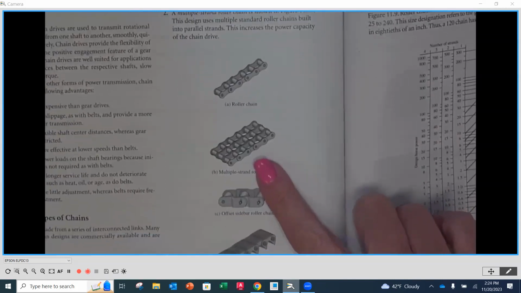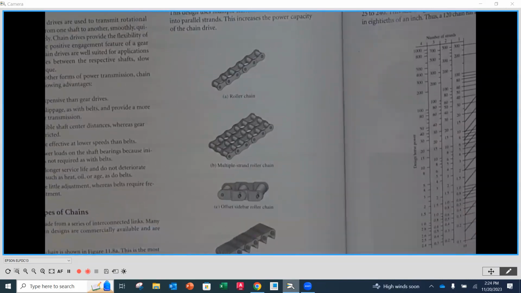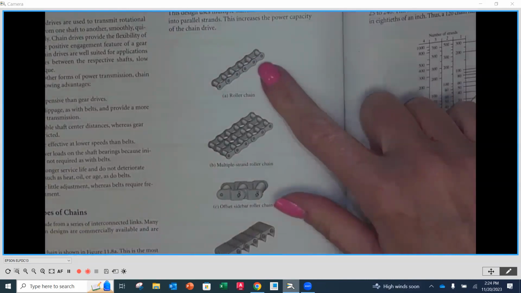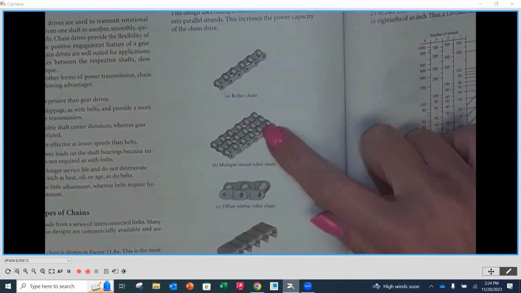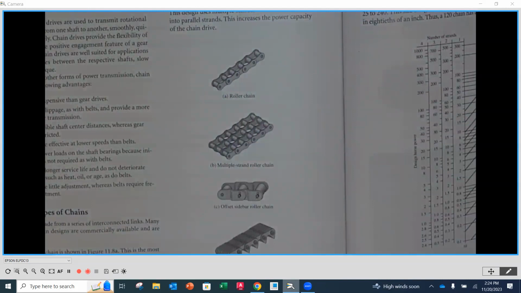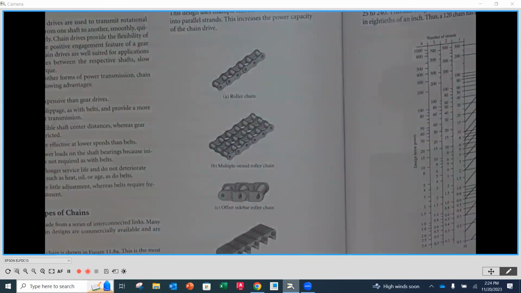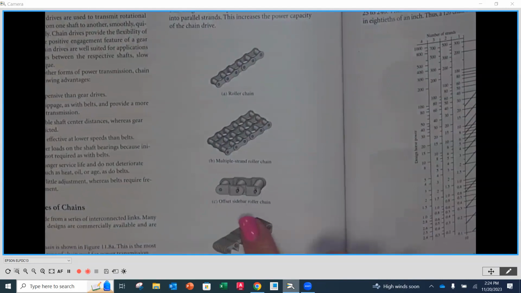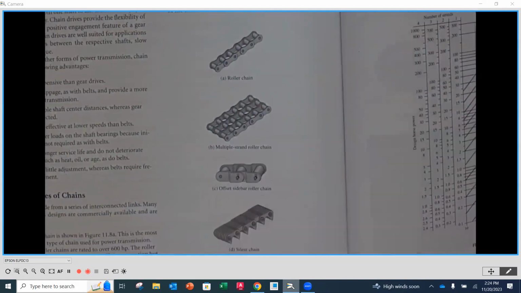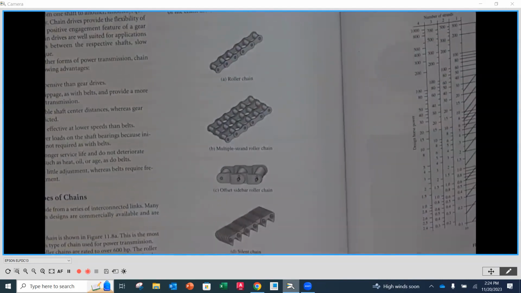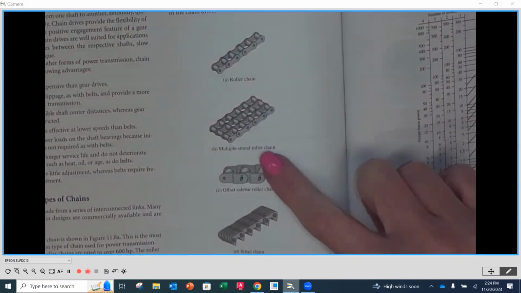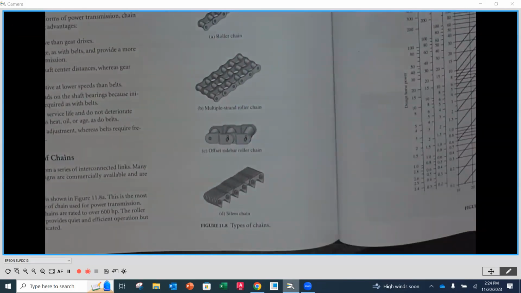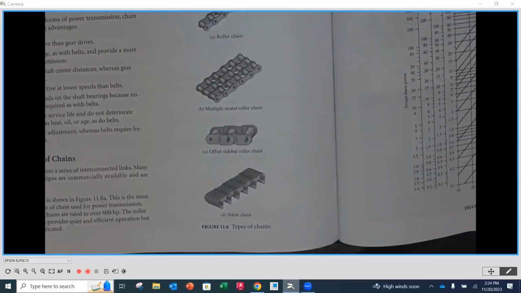Okay. You'll notice here we have multi-stranded roller chain. So it's the same type of arrangement as the roller chain, but now we've got them, if you would, ganged together in multiple rows. And what we gain there is transmitting more horsepower and torque through that chain. Okay. The next one we have is called an offset bar or sidebar roller chain. So just a different arrangement. And then lastly, we have this silent chain, and this is that inverted tooth type.